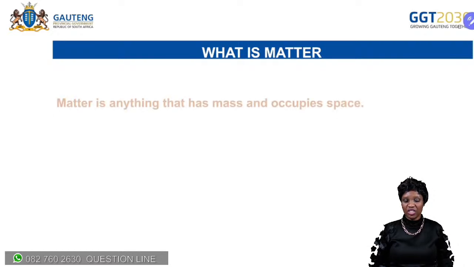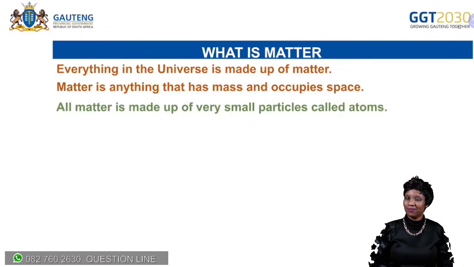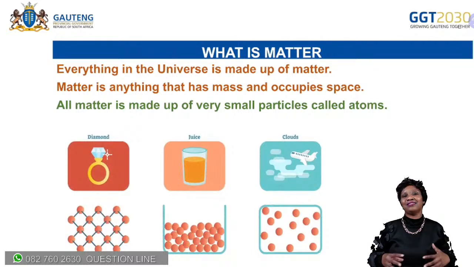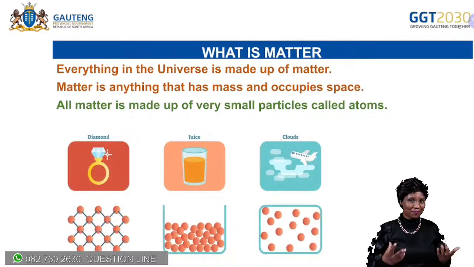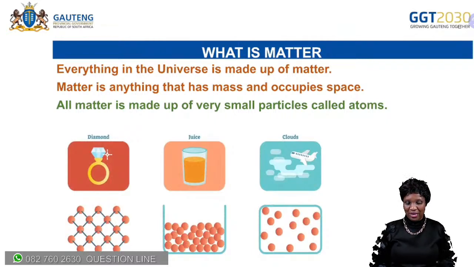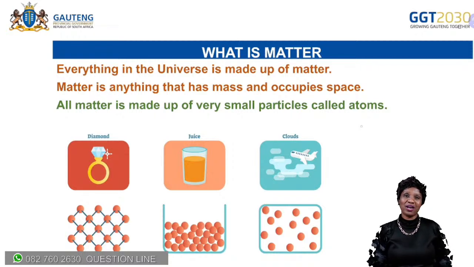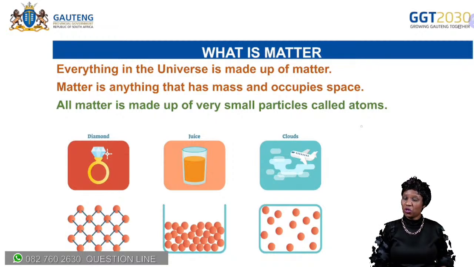Then our question is, what is matter? Remember what matter is. Matter is anything around us that occupies space and has a mass. We call that matter. Do you get that? All right. And then all matter is made up of very small particles called what? They are called atoms. Remember, we cannot see atoms using our naked eyes, right? Because they are very small, they are tiny, they are minute.